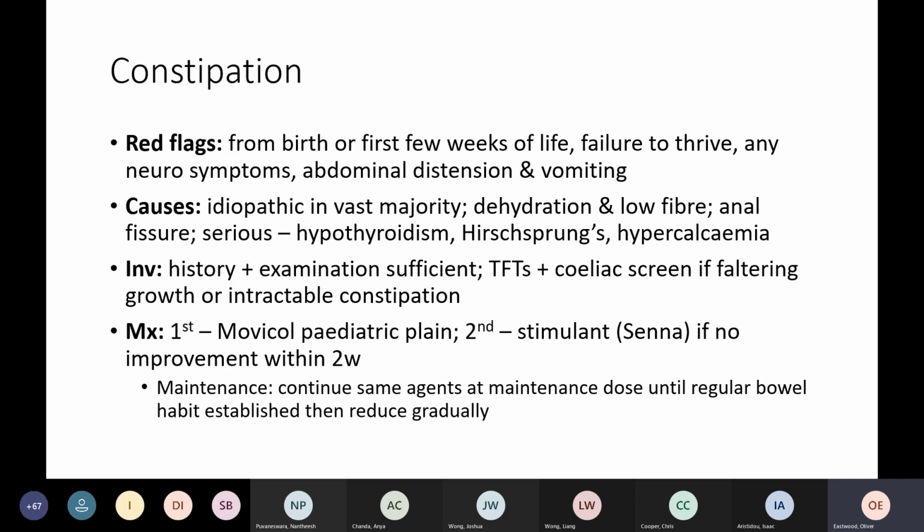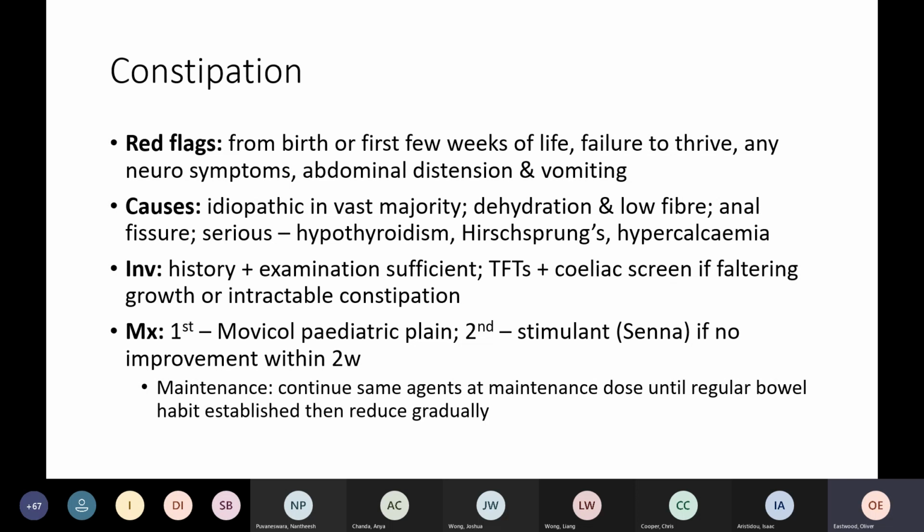So many kids get constipation. It's one of the most common things that present to GP, and there are two main things you need to know with it. So number one is red flag features for a more serious underlying cause. This is true for any incredibly common pediatric complaint.